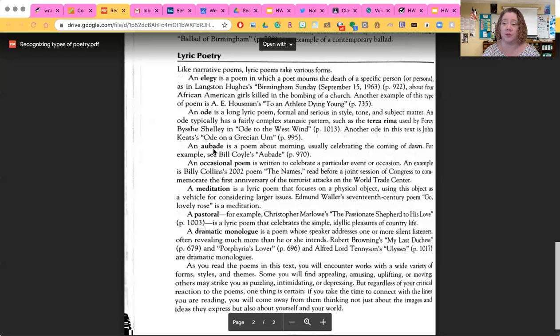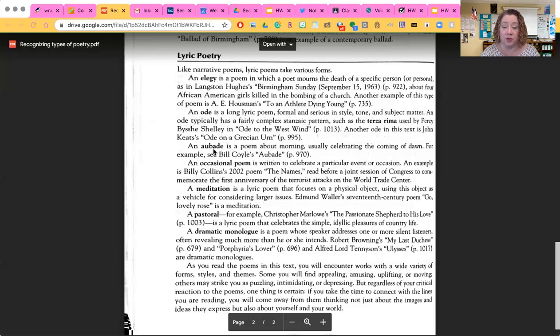But you'll sometimes see poems where it's like because of 9/11 or older pieces that are like from World War I because of a certain battle. Meditation is sort of a thought-provoking study on an emotion or some other abstract concept.